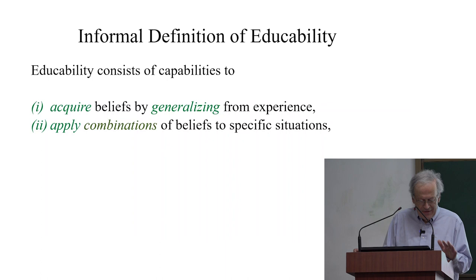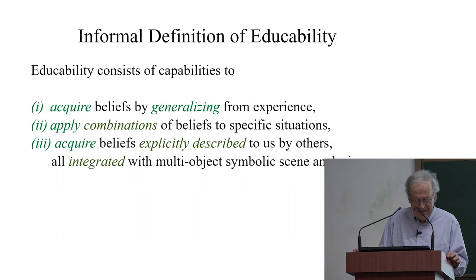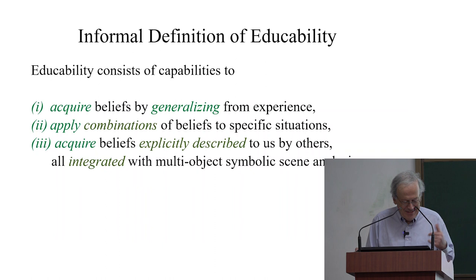Okay. Now, the third thing, which is more particular to humans, is that once we got all this apparatus in our brains, then instead of just being able to learn from experience, we can also be told something. Like we can be told a belief explicitly described to us by others. Which basically means that if you sit in a lecture room, someone can tell you their belief, you can take it on if you choose, but you don't have to have had the experience to lead to the belief, which previously other animals do. Other animals acquire their beliefs from experience. It's much rarer for them to be able to be told something.